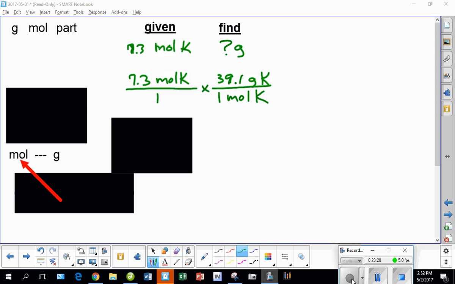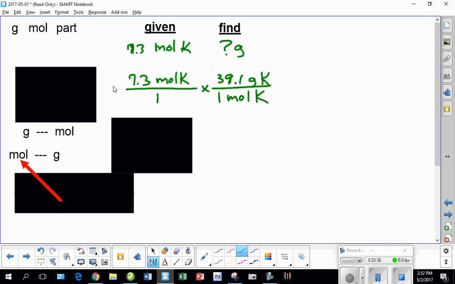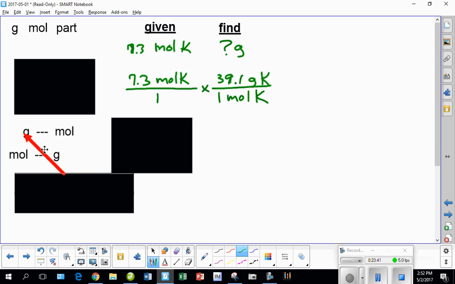And now all we have to do is multiply 7.3 times 39.1. That's it. We're done. How do you like that? Pretty easy? Okay. So, we just did 2 problem types. Both of them required the periodic table. In one case, we were going grams to moles. In the second case, we went moles to grams.